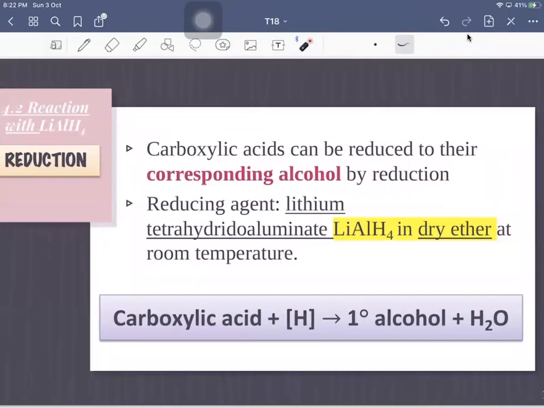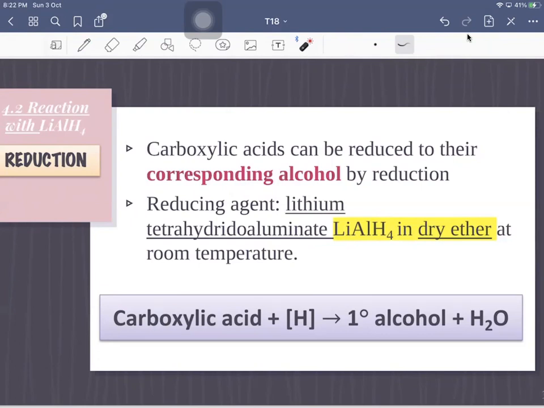The reagent is lithium aluminium hydride, or the full name lithium tetrahydridoaluminate. You just have to memorize the formula LiAlH4, and remember that it has to be in dry ether. Dry ether is the solvent. We don't use aqueous lithium aluminium hydride because they will react explosively. Water will react with lithium aluminium hydride and it wouldn't be acting as a reducing agent.